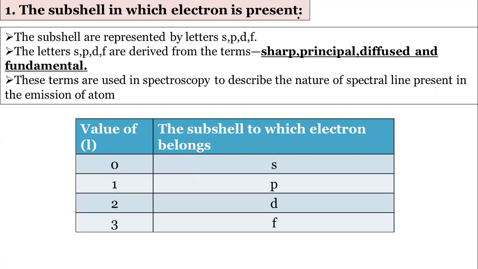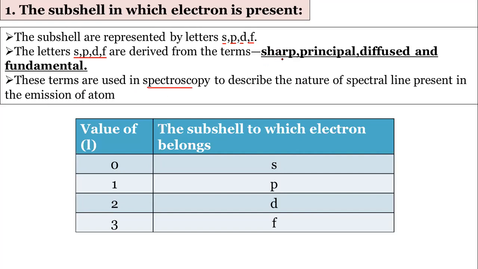The subshell in which the electron is present. The subshells are represented by these letters S, P, D, F. Actually, these are short forms. The letters S, P, D, F are derived from the terms: for S, it is sharp; P, principal; D, diffused; and F for fundamental. These sharp, principal, diffuse, and fundamental are the terms used in spectroscopy to describe the nature of spectral lines present in the emission of atom.